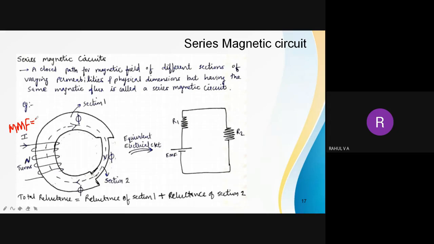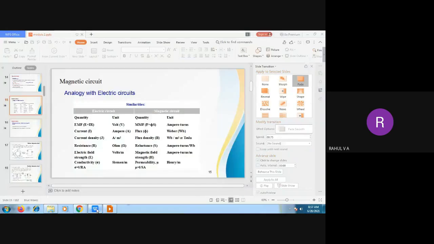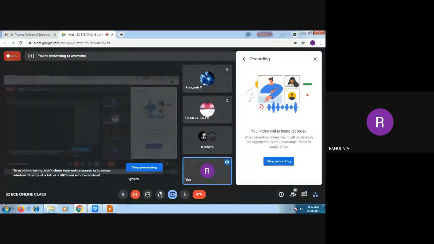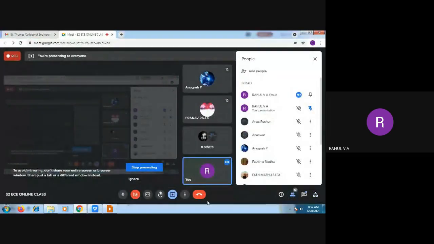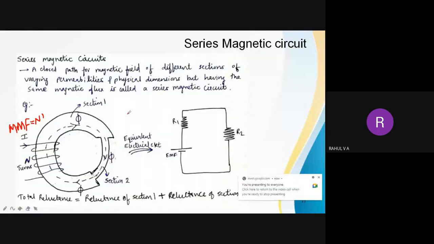We know that there are n number of turns and I amount of current flowing through this. n number of coils are there, and I amount of current is flowing through that. So the total MMF is equal to n into I.